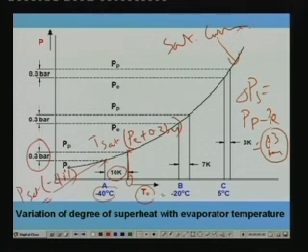Now if the same system operates at minus 20 degrees centigrade, and if you have not changed the spring force, then again the pressure difference will remain 0.3 bar, and you find that the degree of superheat reduces to 7 Kelvin.